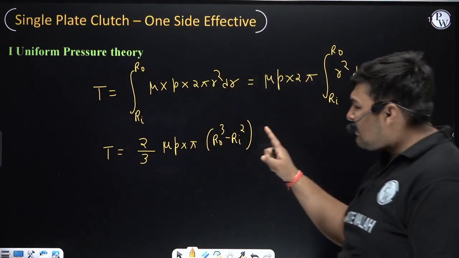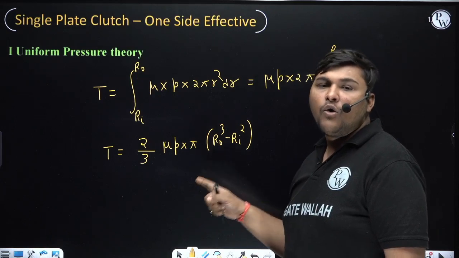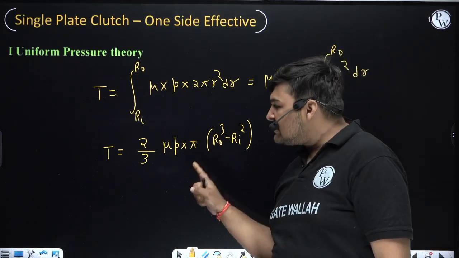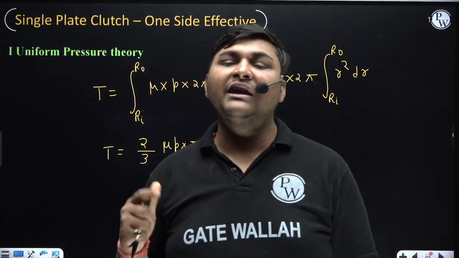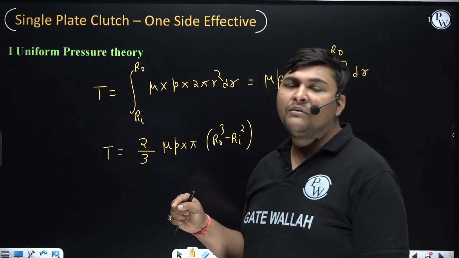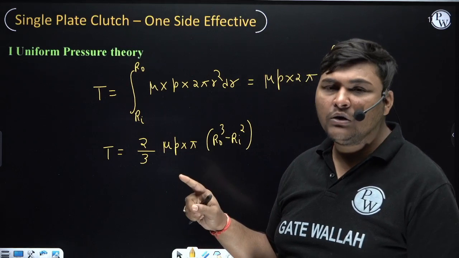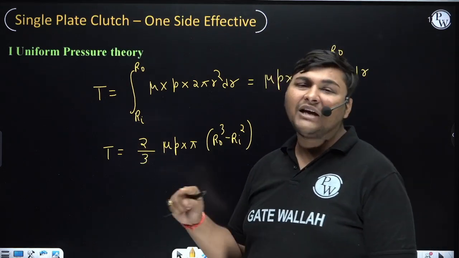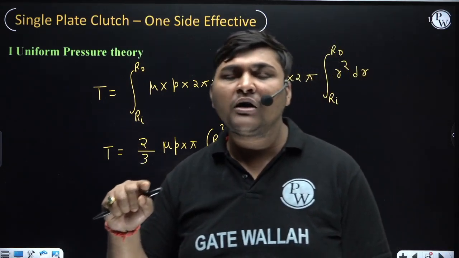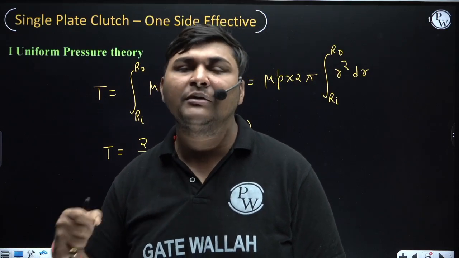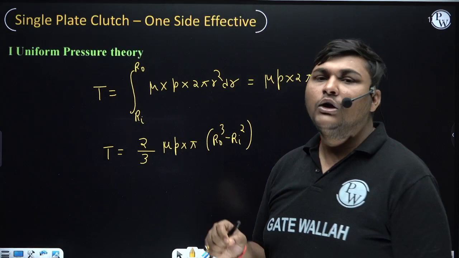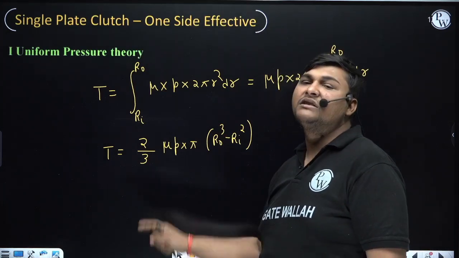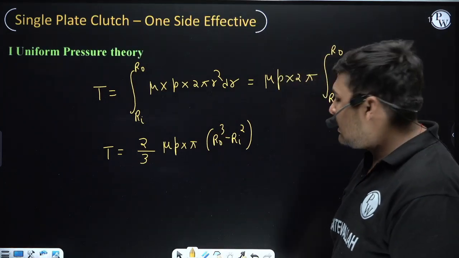But we will not remember this expression like this. What we will do, we will simplify this relation of torque in terms of W, that is spring force. Generally, the examiner will give the value of W, spring force, and you have to calculate torque. Or the examiner will say how much torque transmitting capacity is required, means the examiner will give the value of torque and ask about the spring force W. So we are simplifying this relation in terms of W, and it is very easy.